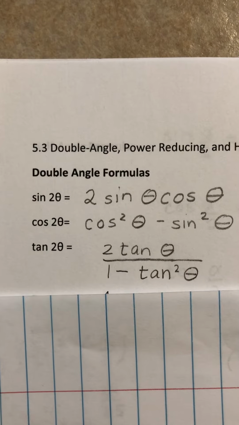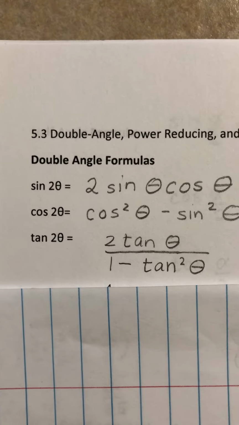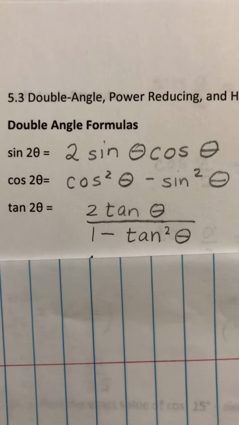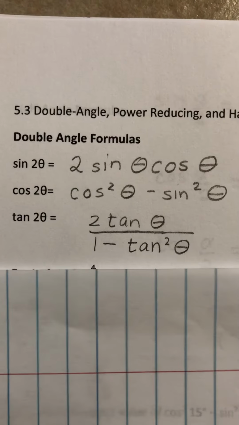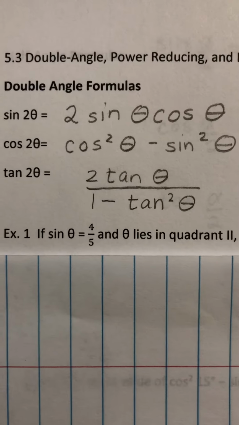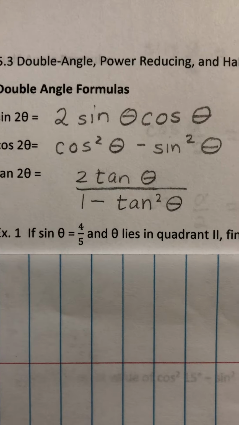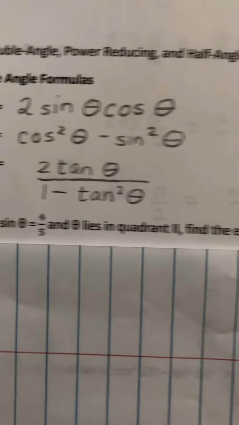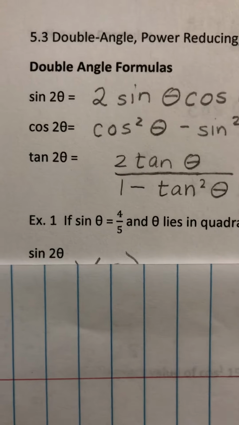Lesson 5.3, we're going to do double angle and power reducing formulas. The double angle formulas are given in your book and they are as follows. The first problem we're going to do is going to have the sine of theta is equal to 4/5. Theta lies in quadrant 2 and we want to find the exact value of the sine of 2 theta.